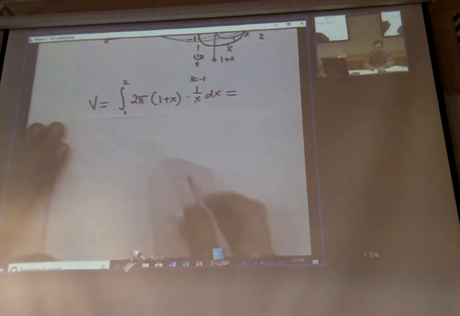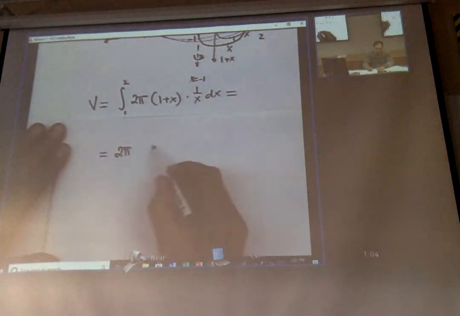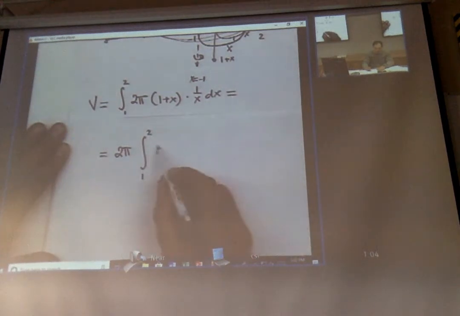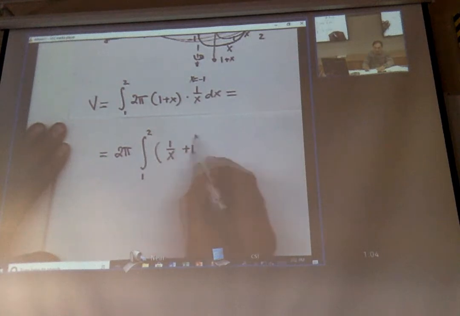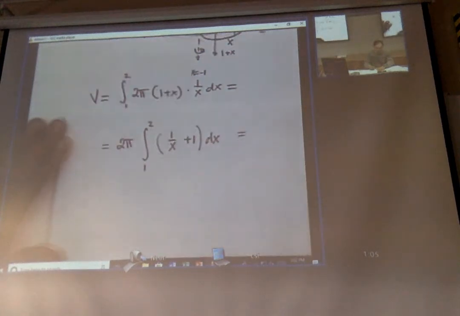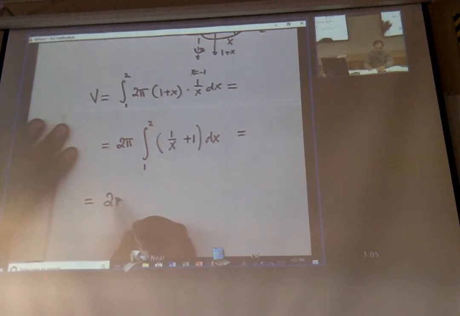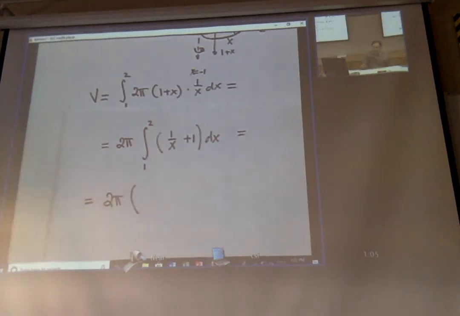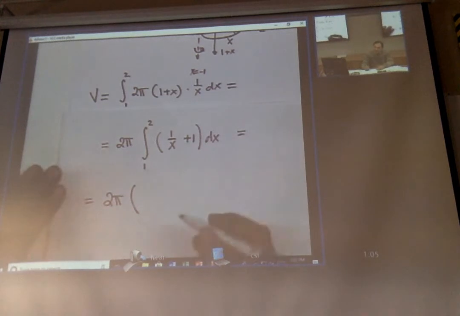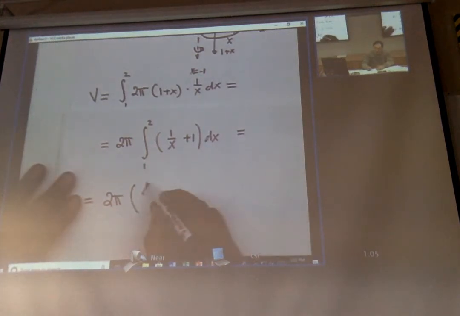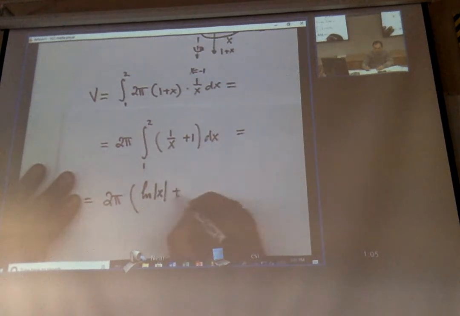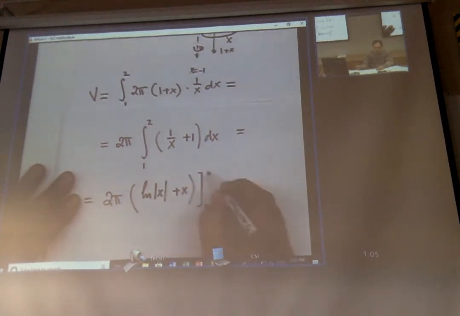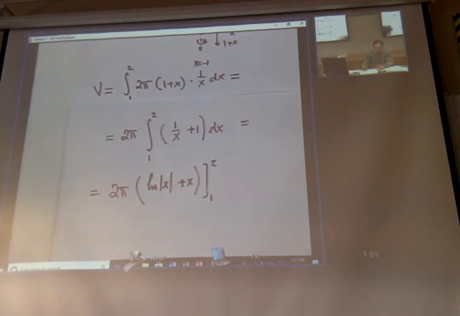So I'm almost done. We'll put 2 pi outside. Then we have the integral from 1 to 2. We're going to distribute 1 over x, so we have 1 over x plus 1 dx. Very simple integral to work with. We get 2 pi. Can you tell me the antiderivative for 1 over x? Right, it will be natural log, but not just x, but what? Absolute value. Please don't throw it away because it'll take points out. Natural log of absolute value of x plus x, and it goes from 1 to 2. Very simple integral to work with, okay?